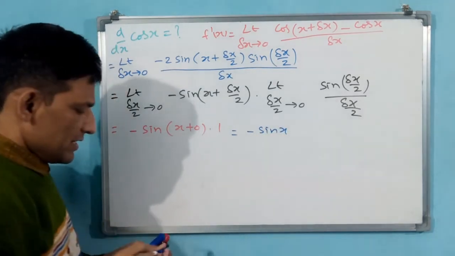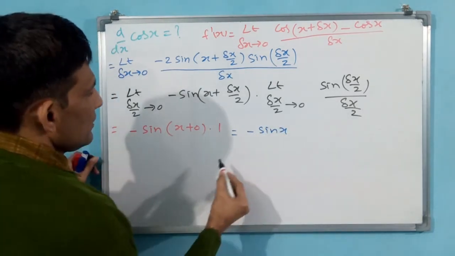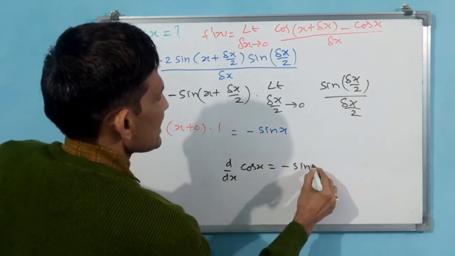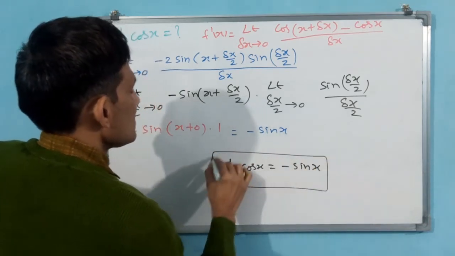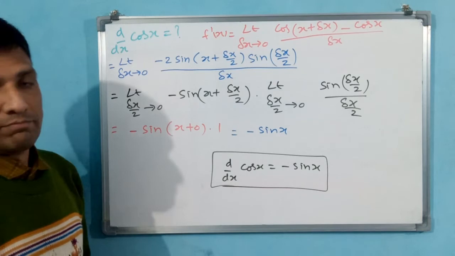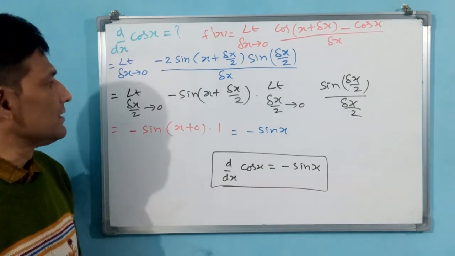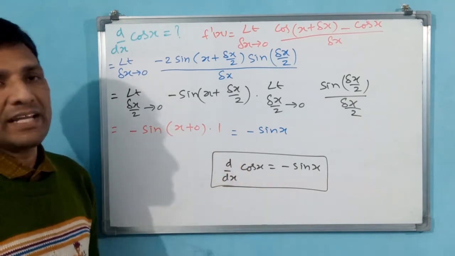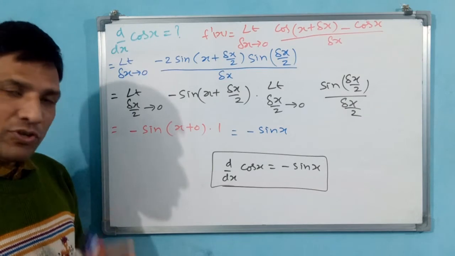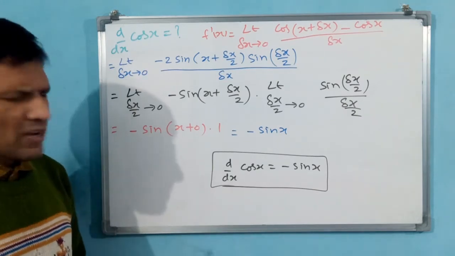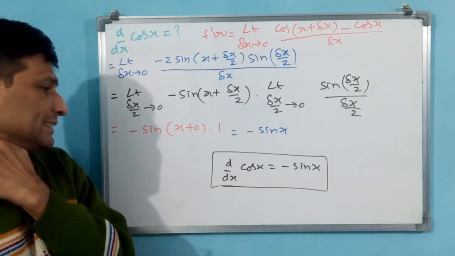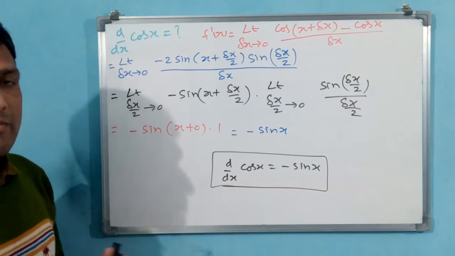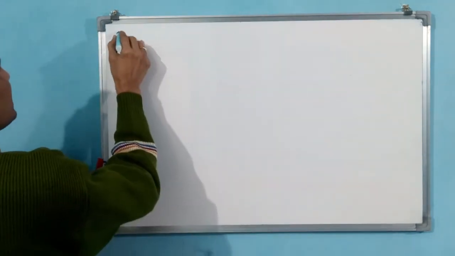This is a very, very important result. Once again I am writing, d by dx cos x is equal to minus sin x. Note it down. We have seen d by dx sin x is equal to cos x, but d by dx cos x is equal to minus sin x. For cos, cot, cosecant, minus will come; that we will see afterwards. Cos we have seen, minus sin x. Next we will see tan x. Let us go for d by dx tan x.